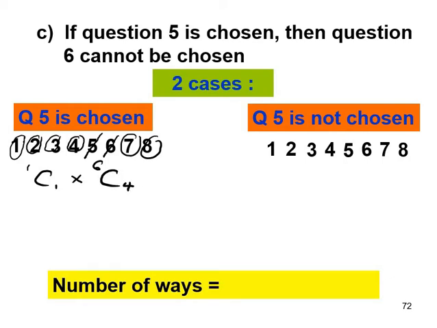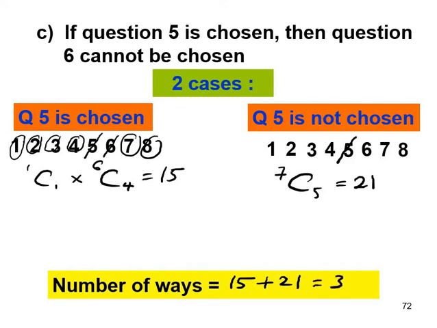Or if question 5 is not chosen, I'm going to delete question 5. So we have 7 choices, and then we need to choose 5. So the answer is 21. And then for the number of ways we have to add the 2 values. So 15 plus 21. 15 is from the first case. So when we add those 2 numbers, we are going to get 36.